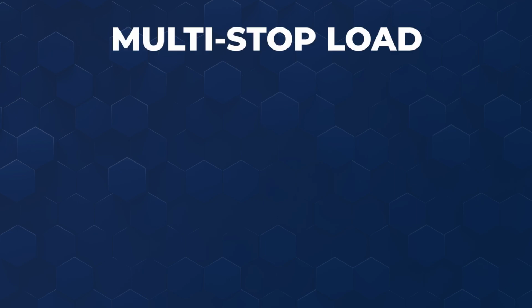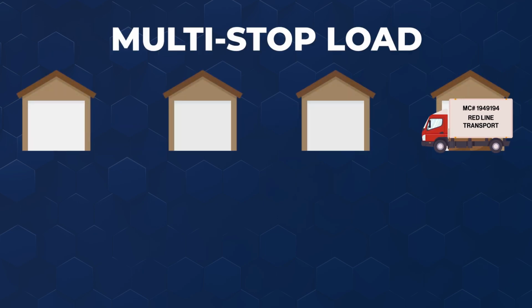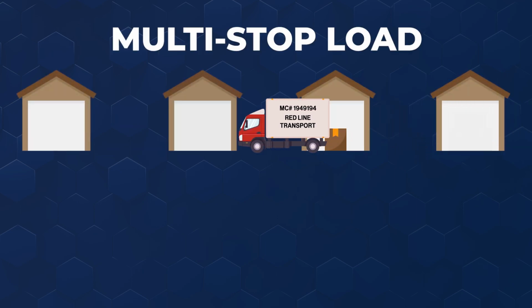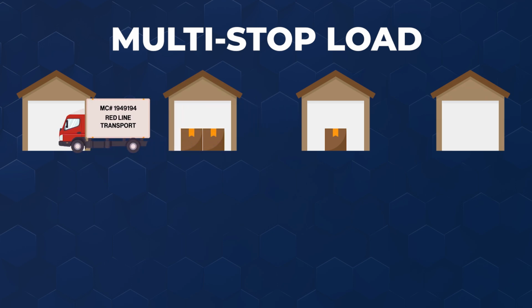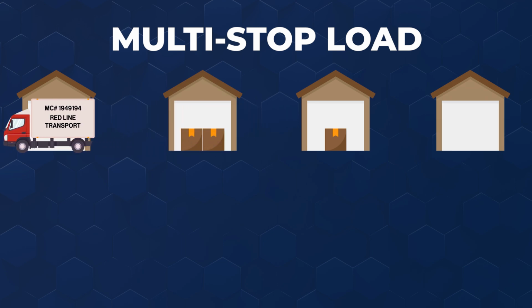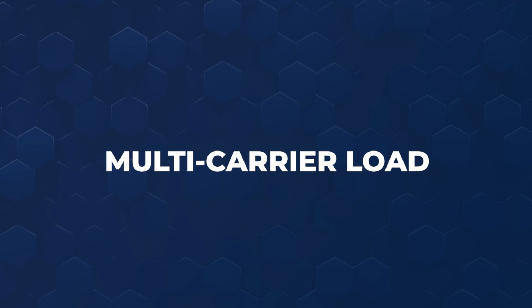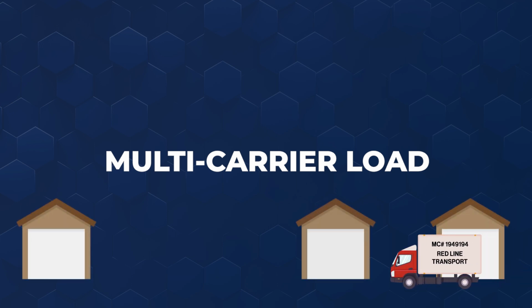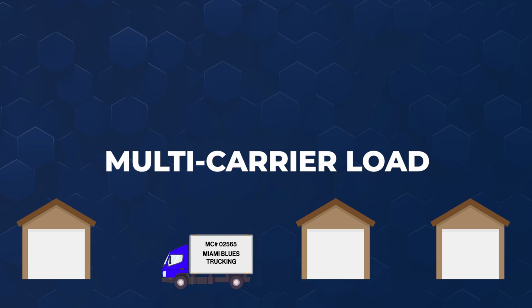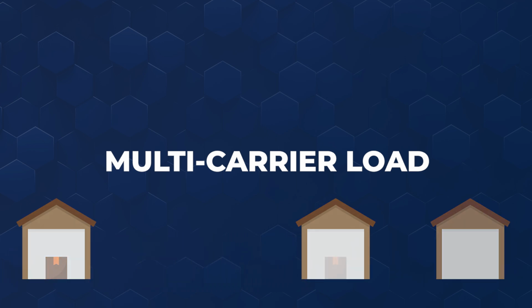A multi-stop load involves one single carrier picking up the shipment at the origin, traveling through multiple stops to a destination. Whereas a multi-carrier load will involve the customer paying you for the entire shipment. However, multiple carriers will transport the shipment from the origin throughout the stops to the final destination.